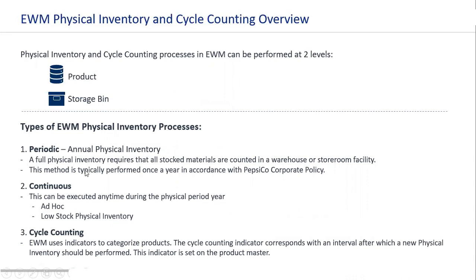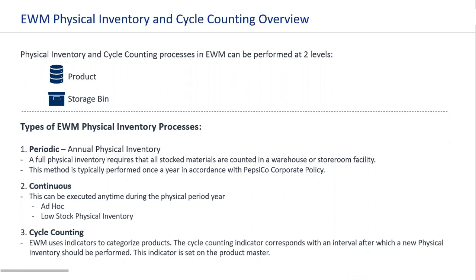So these are the different types of physical inventory and cycle counting. Physical inventory and cycle counting processes in EWM can be performed at 2 levels. You can either do it at the product level or at the storage bin level. The different types of processes will be periodic, which would be the annual physical inventory. A full physical inventory requires that all stock materials are counted in a warehouse or storeroom facility, and this method is typically performed once a year in accordance with PepsiCo corporate policy. You've also got continuous, so this can be executed at any time during the physical period year, so an ad hoc count or a low stock physical inventory.